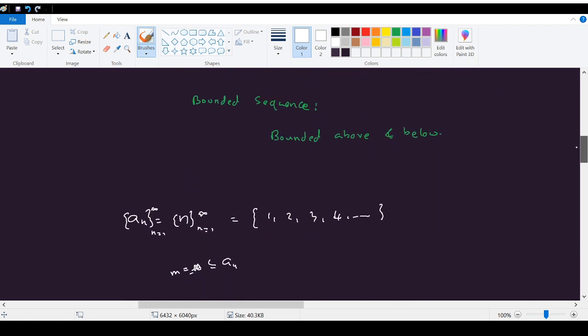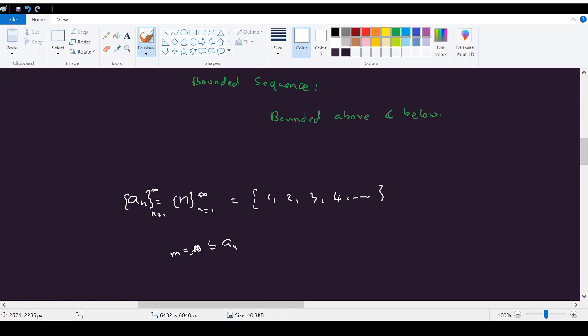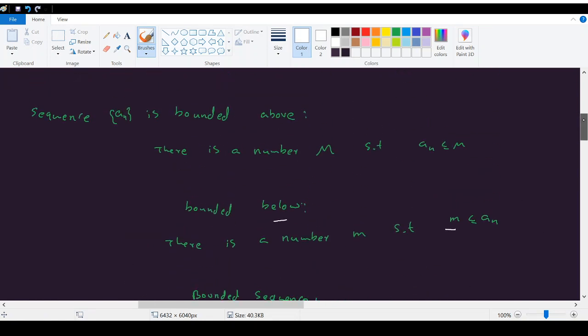But the thing is, here you don't have any upper bound, okay? Now, you can see that this sequence goes to infinity. So, we cannot have any restriction from the upper side, from above. We don't have any upper bound.